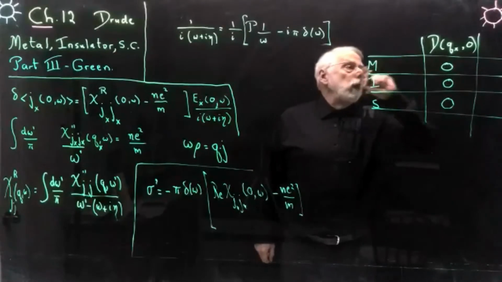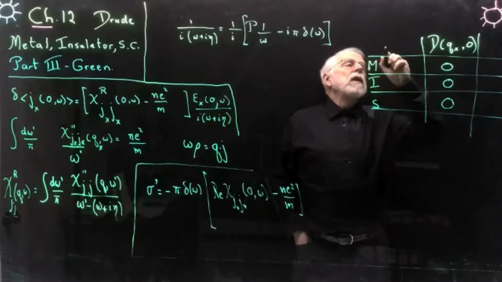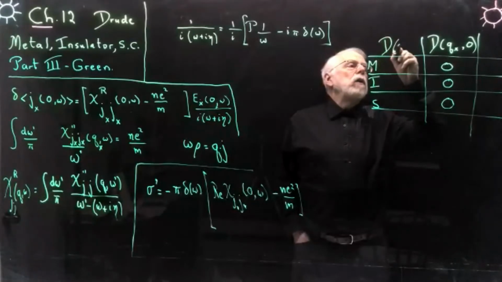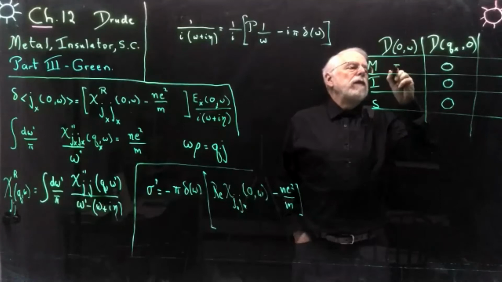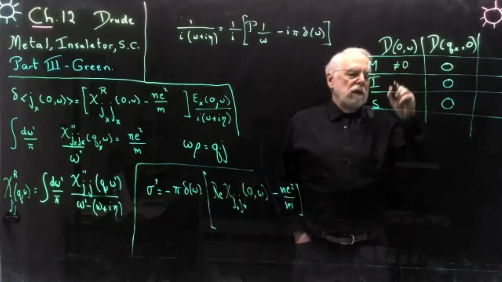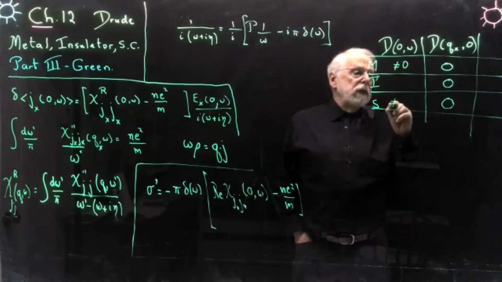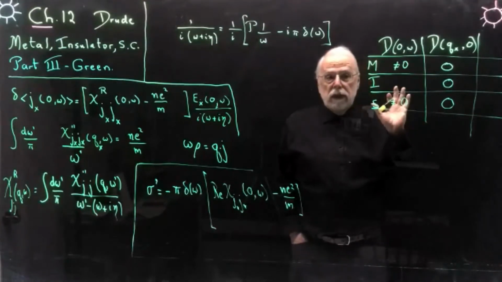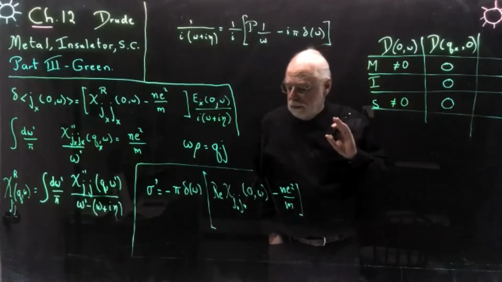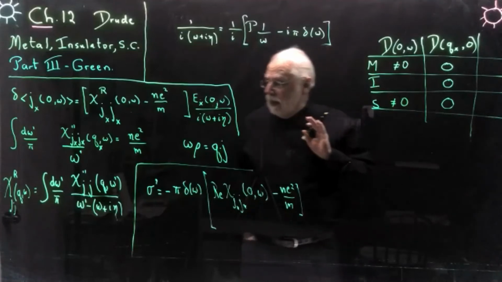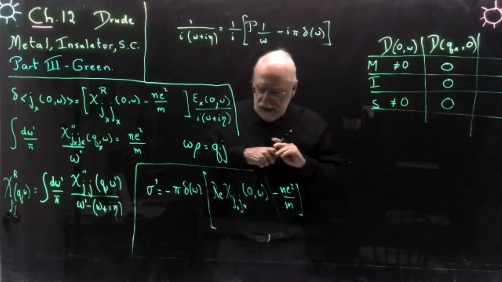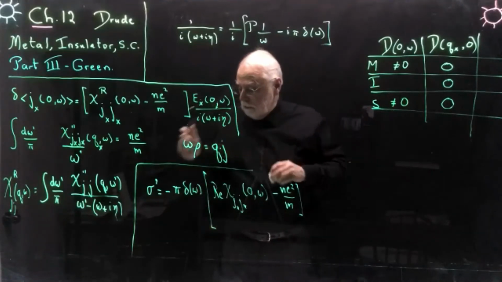So here I can write that chi at q equals 0 and omega different from 0 for a metal, and it will be different from 0 for a superconductor, right? Because again, a superconductor by definition will transport electricity without resistance.